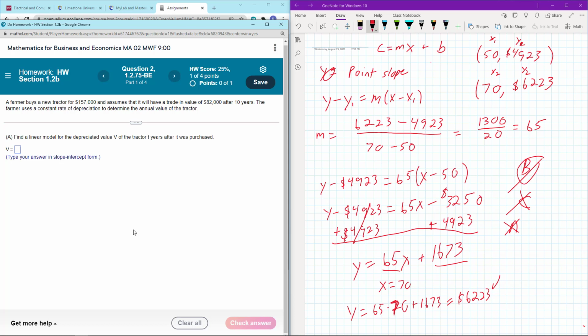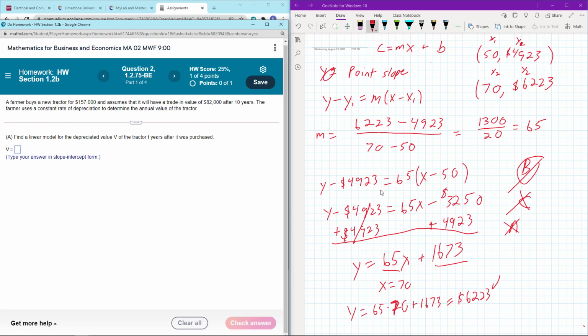And this brings us to question 2. And here we have that a farmer buys a new tractor for $157,000. And he assumes that it's going to be worth $82,000 after 10 years. That's the trade-in value. He also is assuming that the rate of depreciation is linear, that it uses a constant rate of depreciation to determine the annual value of the tractor. And that basically means that the slope of the depreciation is going to be the same all the time, hence a linear equation.